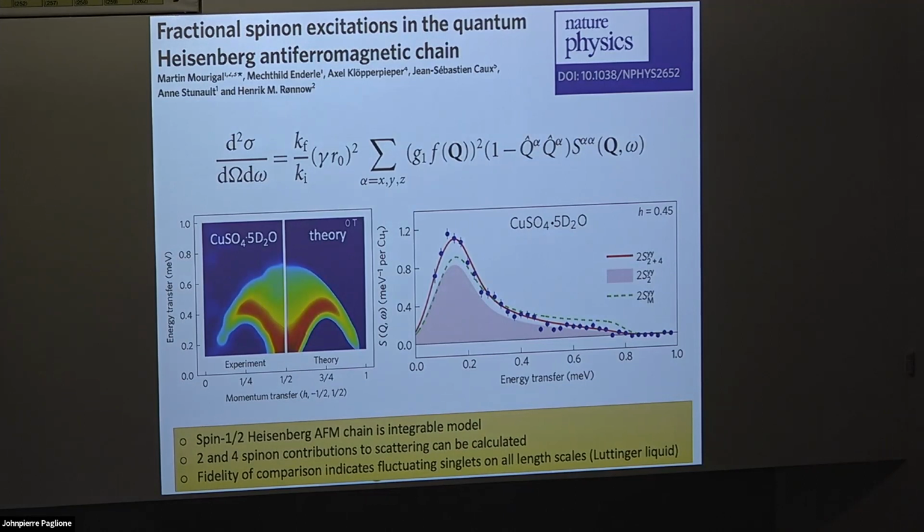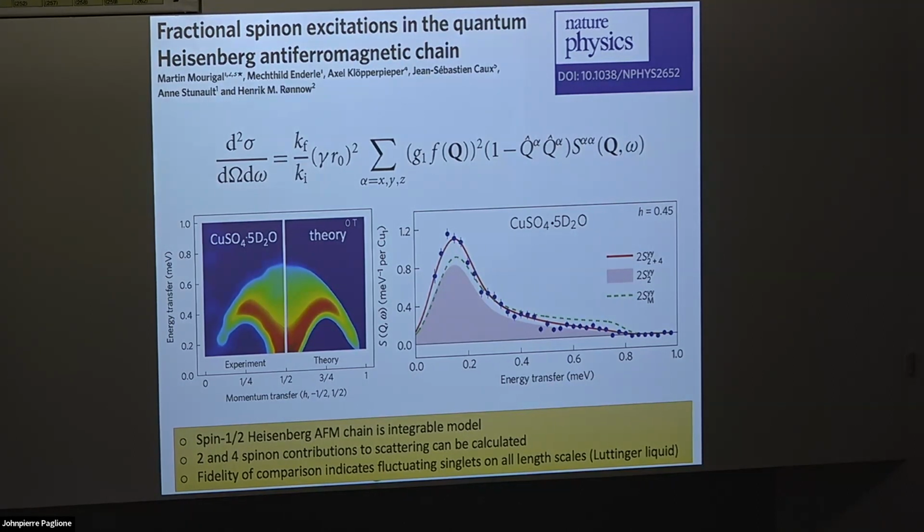And just to show that they actually do exist in the material space, when we go to a one-dimensional version of a spin half system, which was done here by a group involving Martin Mourigal and Henrik Rønnow, Mechthild Enderle and others, they looked at copper sulfate pentahydrate, a compound that has to be deuterated in order to do neutron experiments. But it has in it chains of copper spin half degrees of freedom. And that is the earliest example of a quantum magnet, which was invented as a model by Hans Bethe shortly after the invention of quantum mechanics back in the 30s.